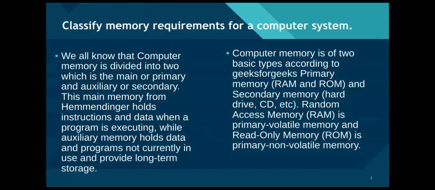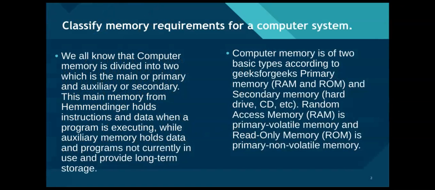Classify memory requirements for a computer system. We all know that computer memory is divided into two: the main or primary, and the auxiliary or secondary. The main memory, from Heimendinger, holds instructions and data when a program is executing, while auxiliary memory holds data and programs not currently in use and provides long-term storage.